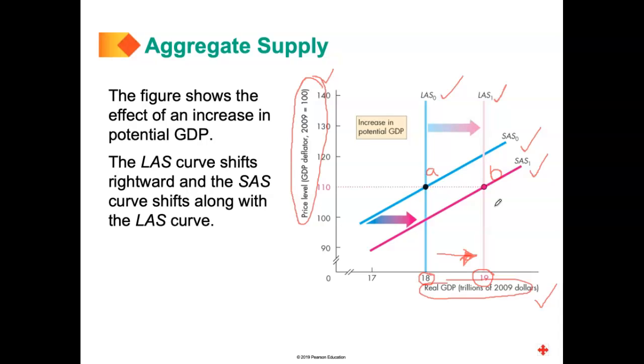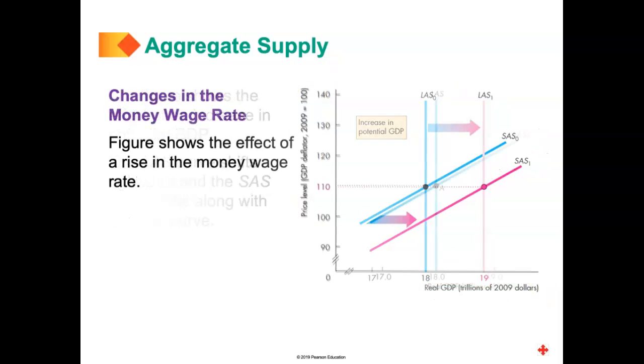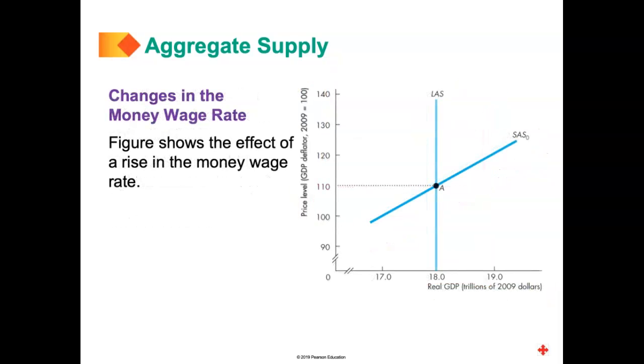Now, let's look at changes in the money wage rate. We said changes in the money wage rate or changes in other factors of production are going to affect only the short run aggregate supply curve. For example, if there's a rise in the money wage rate, it will not change the long run aggregate supply curve. It will only change the short run aggregate supply curve.